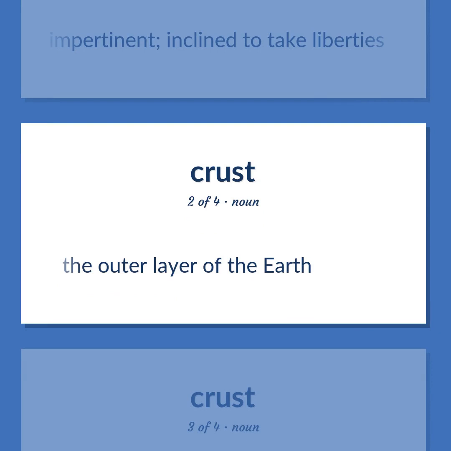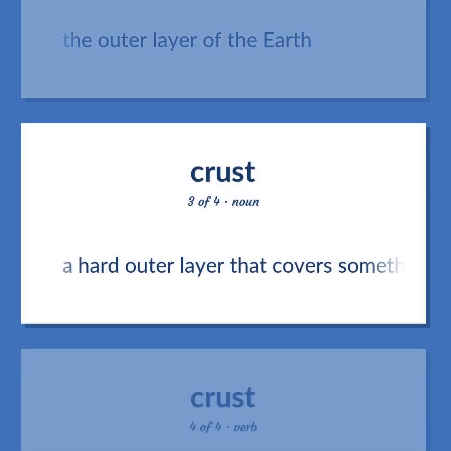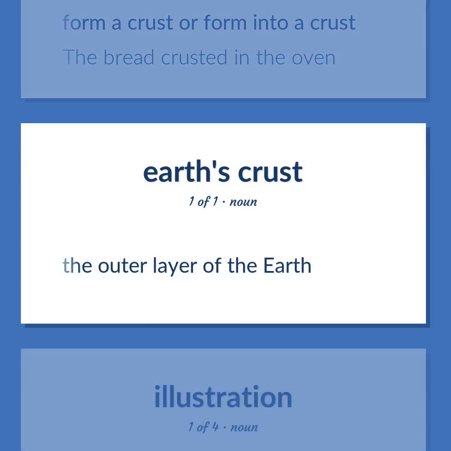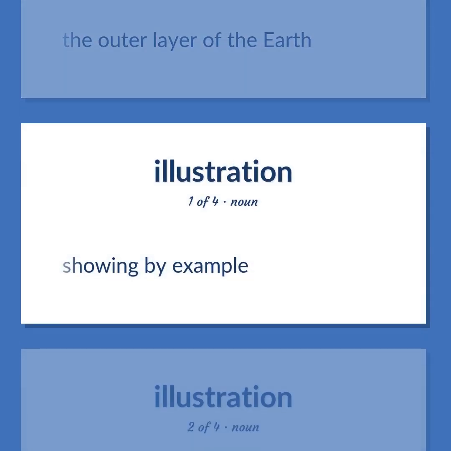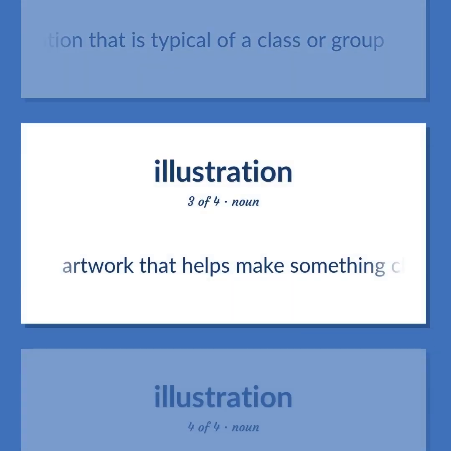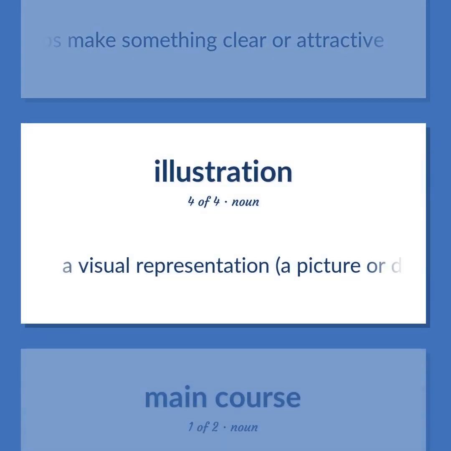The outer layer of the earth. A hard outer layer that covers something. Form a crust or form into a crust. The bread crusted in the oven. The outer layer of the earth. Showing by example. An item of information that is typical of a class or group. Artwork that helps make something clear or attractive. A visual representation, a picture or diagram, that is used to make some subject more pleasing or easier to understand.